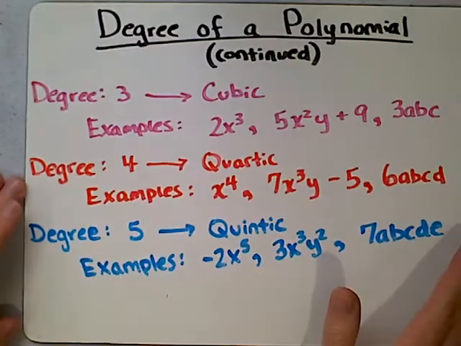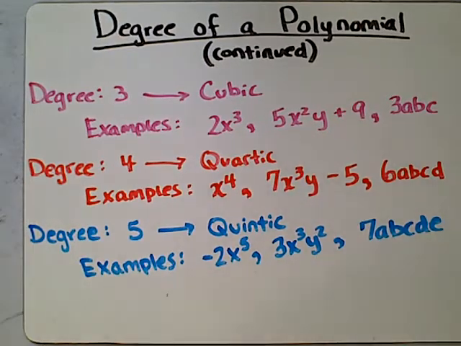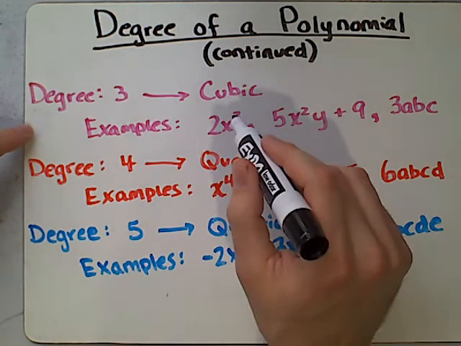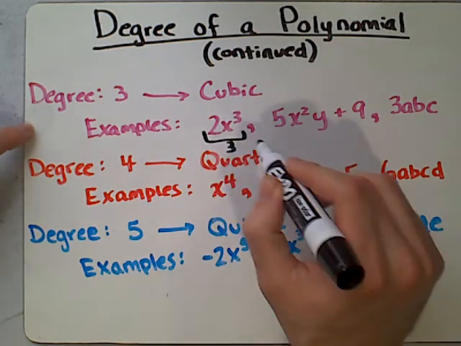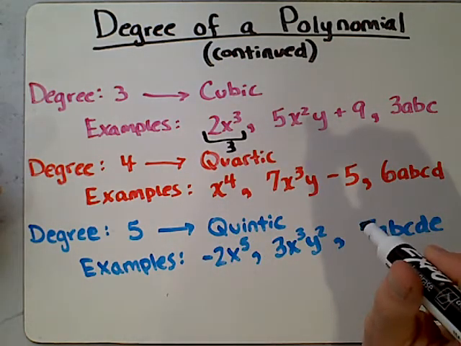Now, looking at third degree polynomials. Third degree polynomials, you're just looking for terms that have variables to the power of 3. In this question, we have 2x to the third. Obviously, that is to the power of 3. That is a third degree monomial.